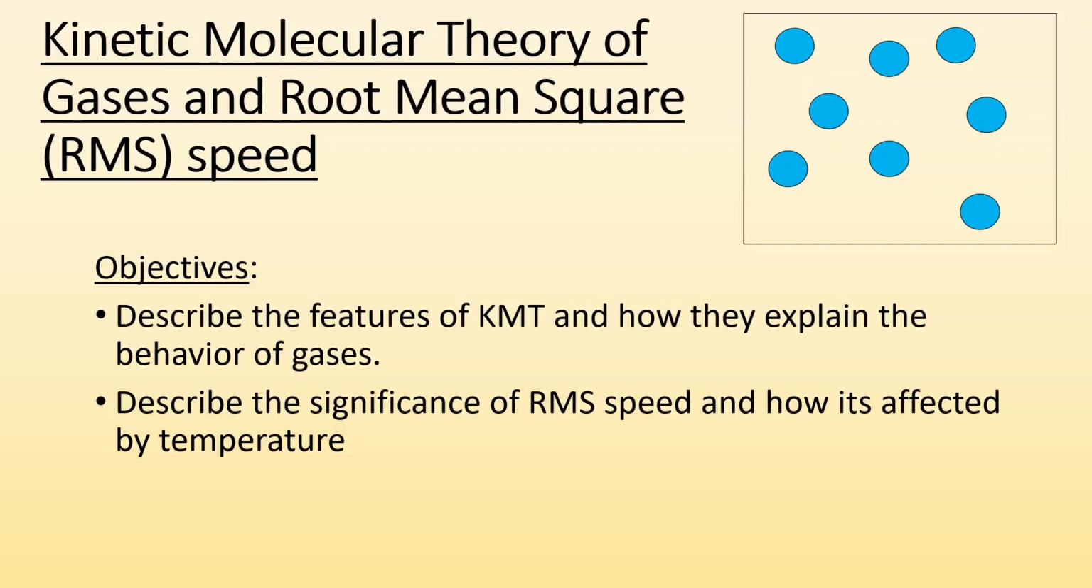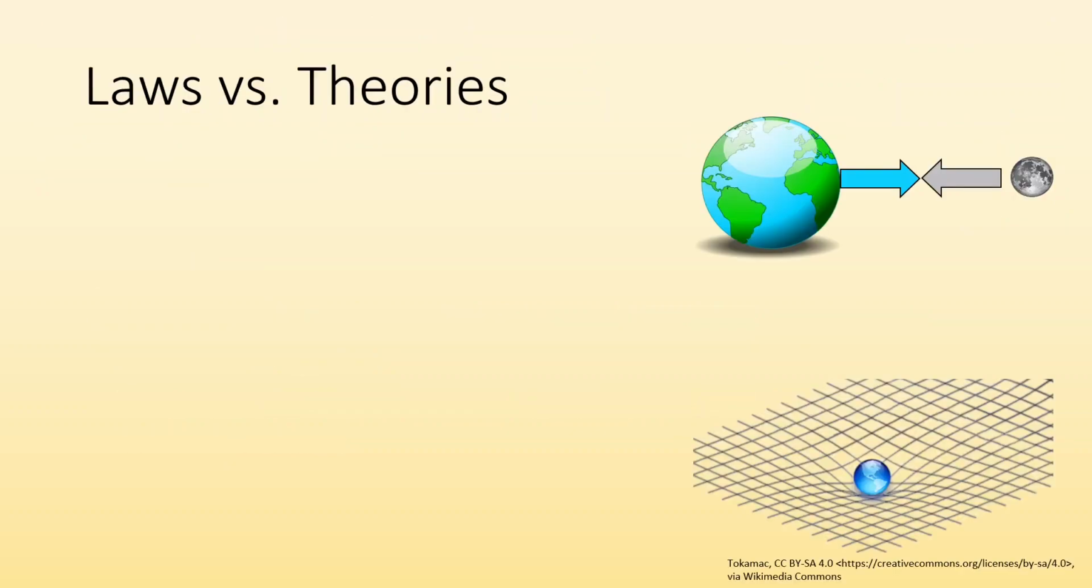Mr. Donahue here again. This time we're going to take a look at the kinetic molecular theory of gases and the root mean square speed, or the RMS speed. So our objectives will be to describe the features of the kinetic molecular theory and how they explain the behavior of gases, as well as describe the significance of the root mean square speed and how it is affected by temperature.